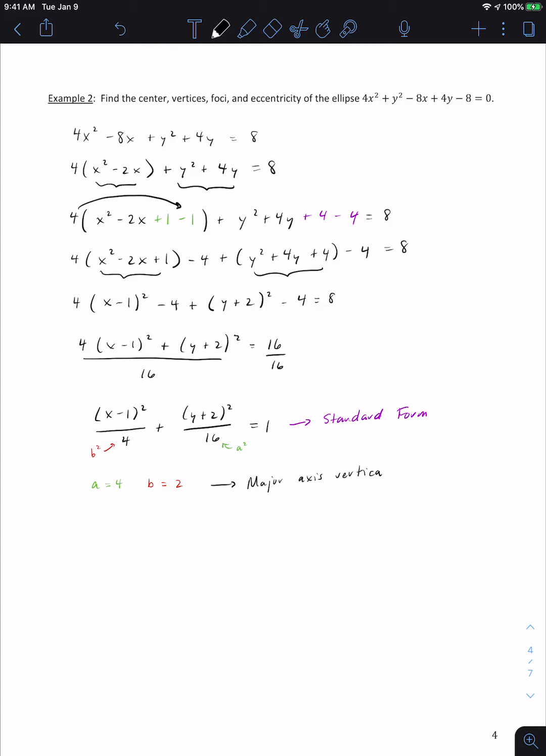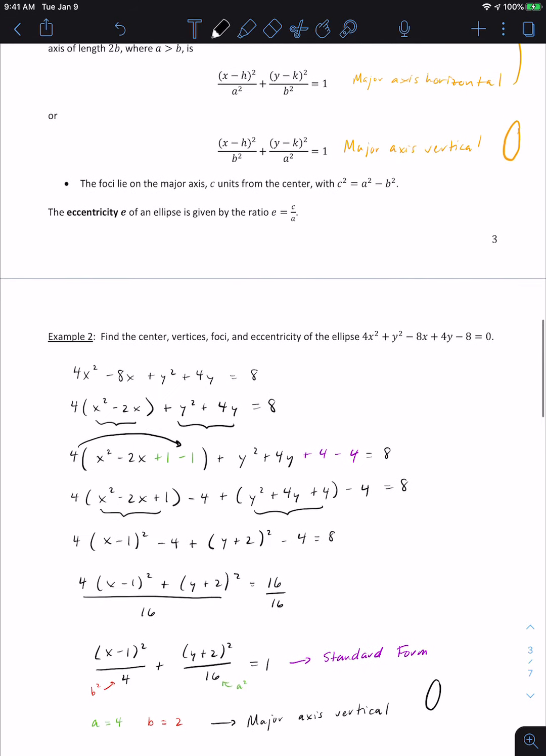So if my major axis is vertical, that means that my ellipse looks like this, right? I'm going to draw a little bit better. My ellipse looks like that.